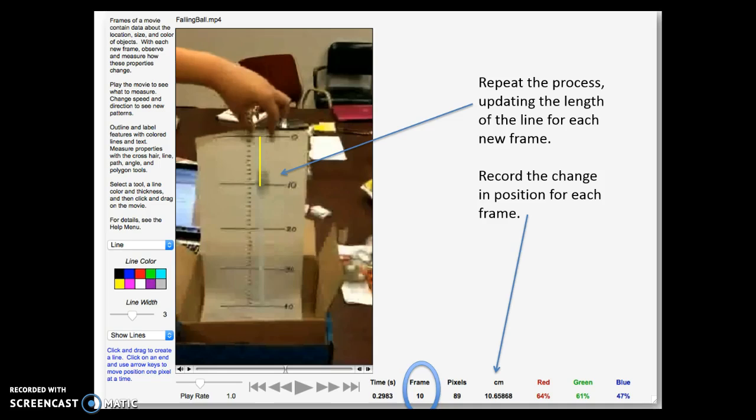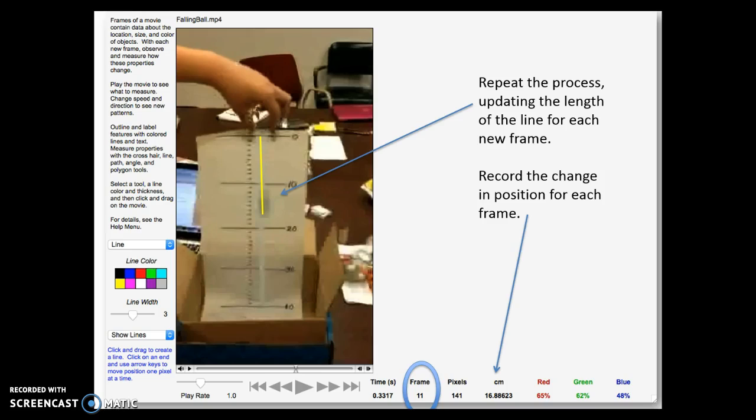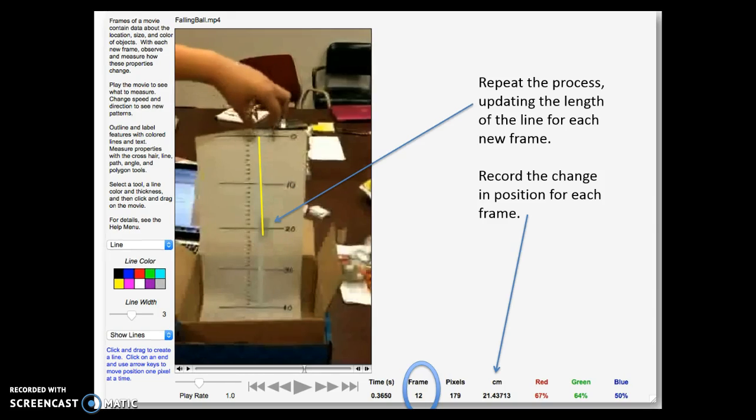Frame 10, here's our ball dropping, dropping, dropping. Frame 11, you notice here, is the ball dropping in a straight line now in frame 12? No. So keep that in mind. The ball didn't really fall in a very straight line. It kind of moved over a little bit. That might have made some error.